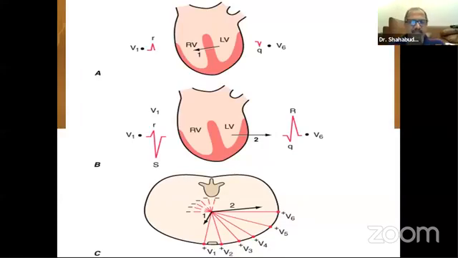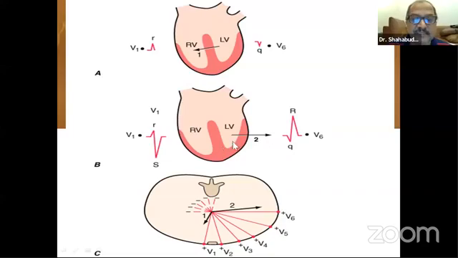How does this occur? If we look at depolarization, in the first part the depolarization vector goes from left to right, and it produces in V1 a positive deflection, a small r. The same thing happens in V6, but it is away from this main vector, so it produces a small Q wave. That's why a small physiological Q wave may be present in V5 and V6.